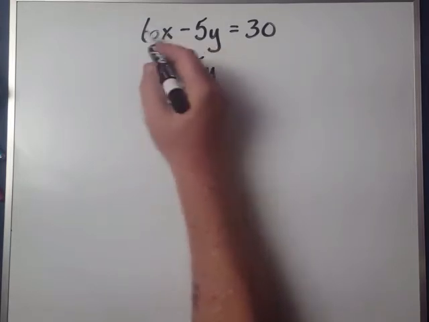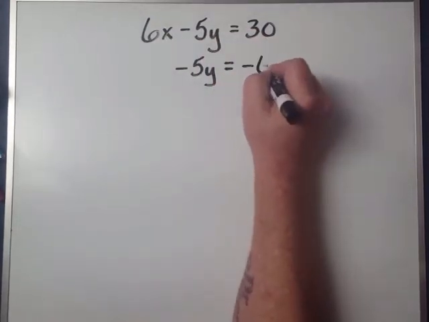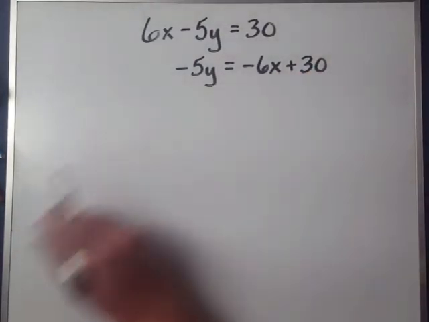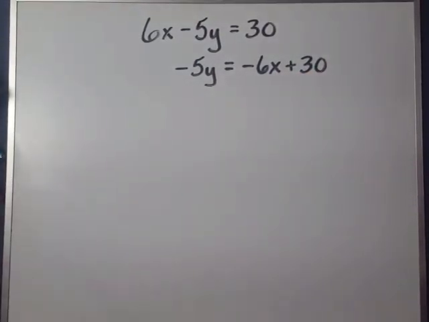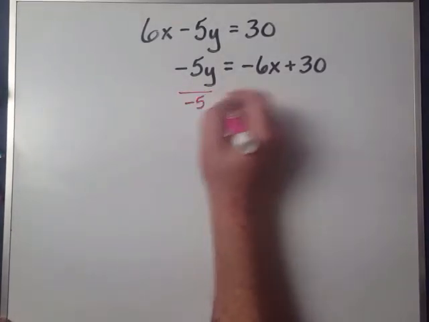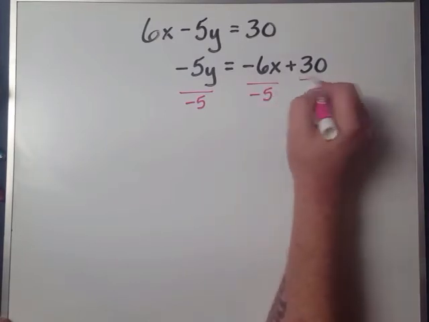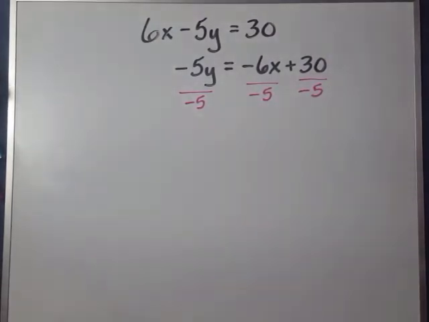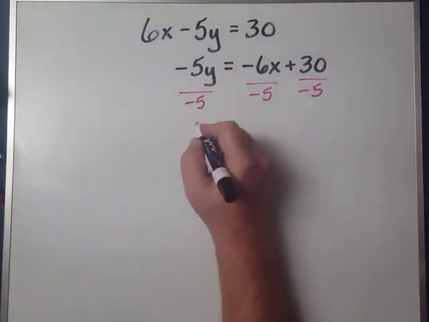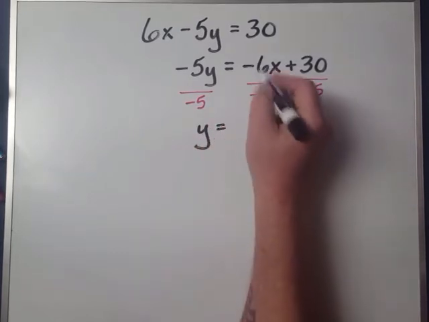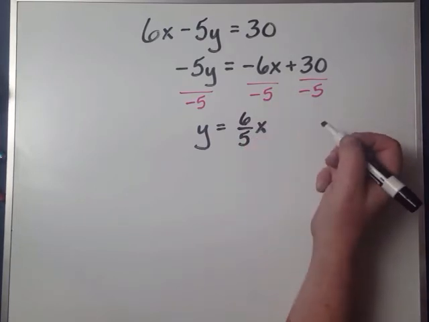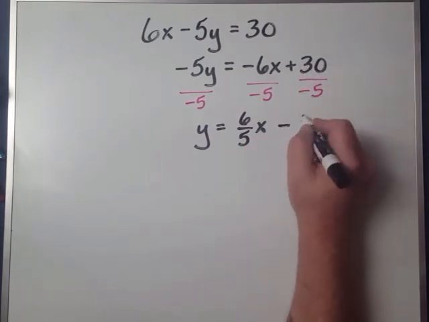Subtract 6x from both sides. And then divide both sides by -5. Remember, this division is distributive. To divide both sides by -5 is to divide every single term on both sides by -5. We're distributing here on the right-hand side. This gives me y equals, negative over negative is positive, positive 6/5 times x, and minus 6.